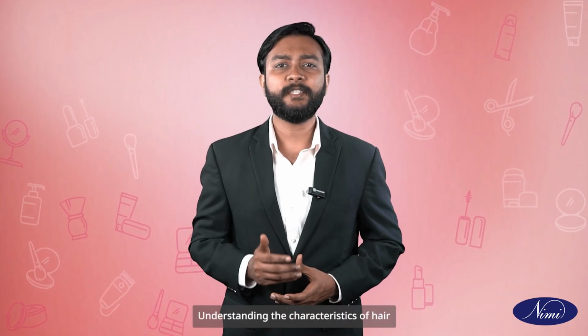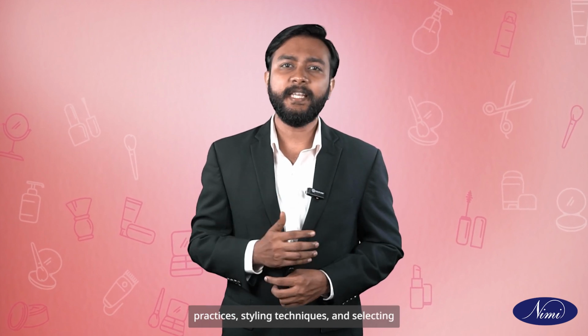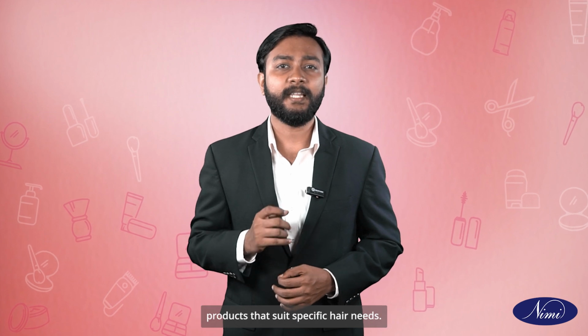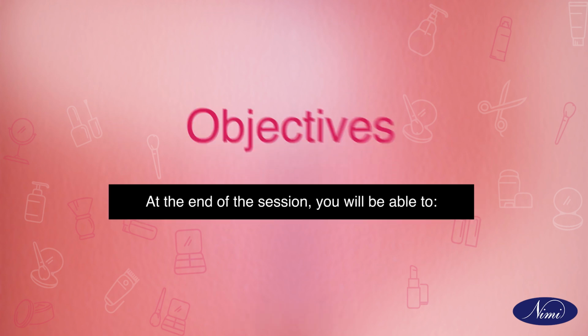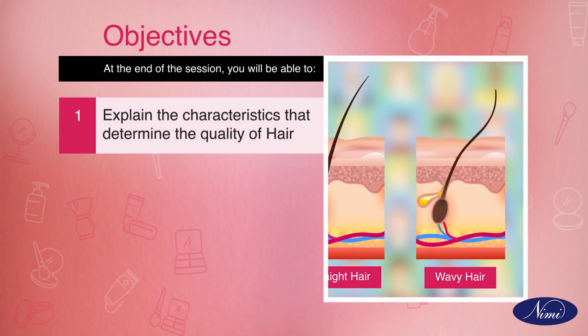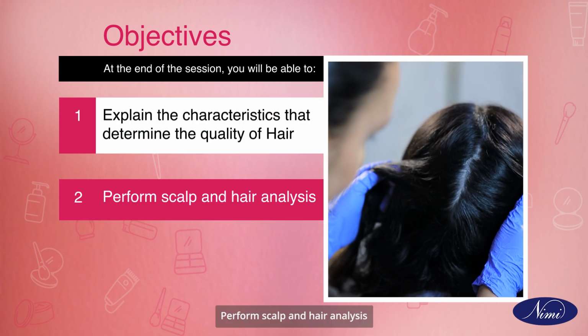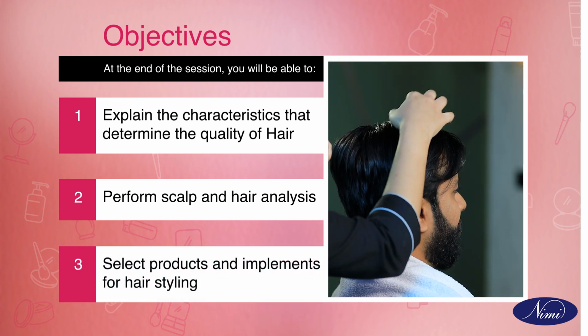Understanding the characteristics of hair helps in determining appropriate hair care practices, styling techniques, and selecting products that suit specific hair needs. Objectives. At the end of the session, you will be able to explain the characteristics that determine the quality of hair, perform scalp and hair analysis, and select products and implements for hairstyling.